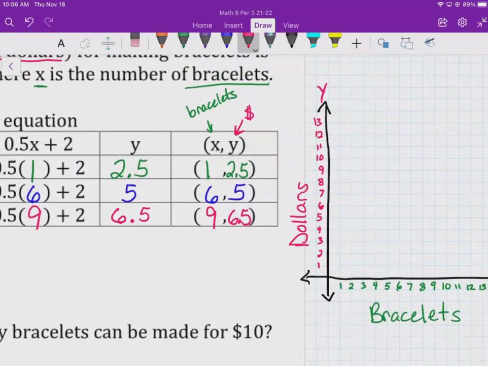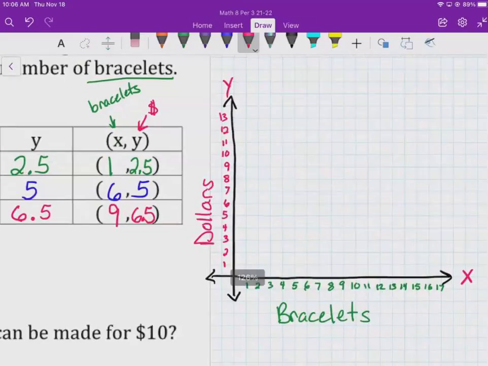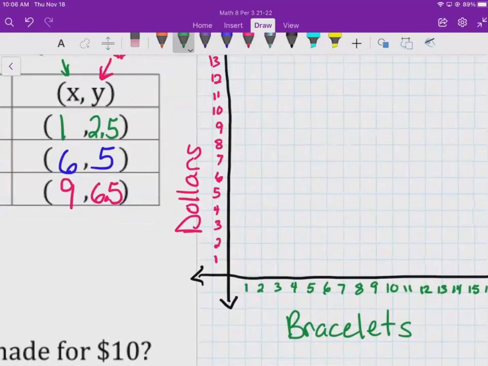So one thing we didn't do is graph these points. We had 1 and 2.5. Well, there's 2, and then halfway to 3 would be our half. And then we had 6, 5, so right 6, up 5, put a dot. And then we also had right 9 and up 6.5, and put a dot.